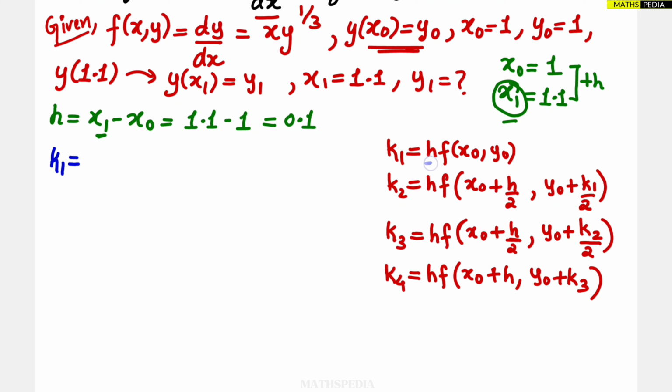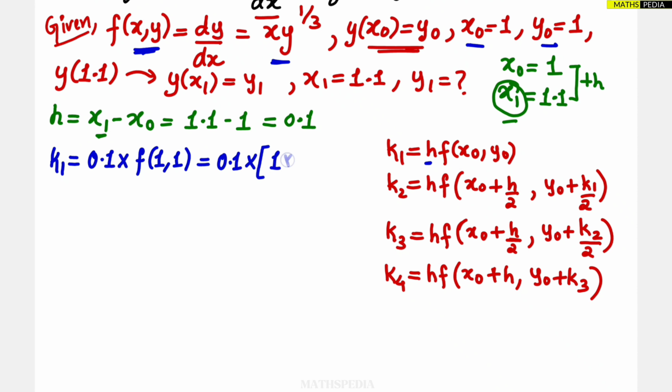K1 value, as we know, is given by h, where h is 0.1, into function of x0 comma y0. So what is the x0 and y0 value? X0 is 1, y0 is also 1. Remember that. So function of 1 comma 1. So here anyways we are having function of x comma y. In place of x and y, you have to just substitute 1 and 1. So 0.1 into, now this particular function, x is there.